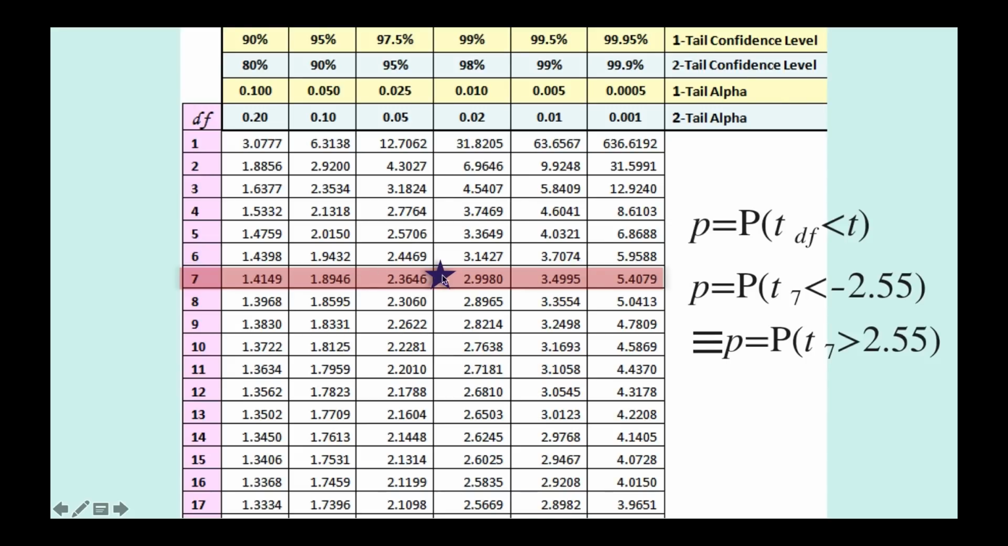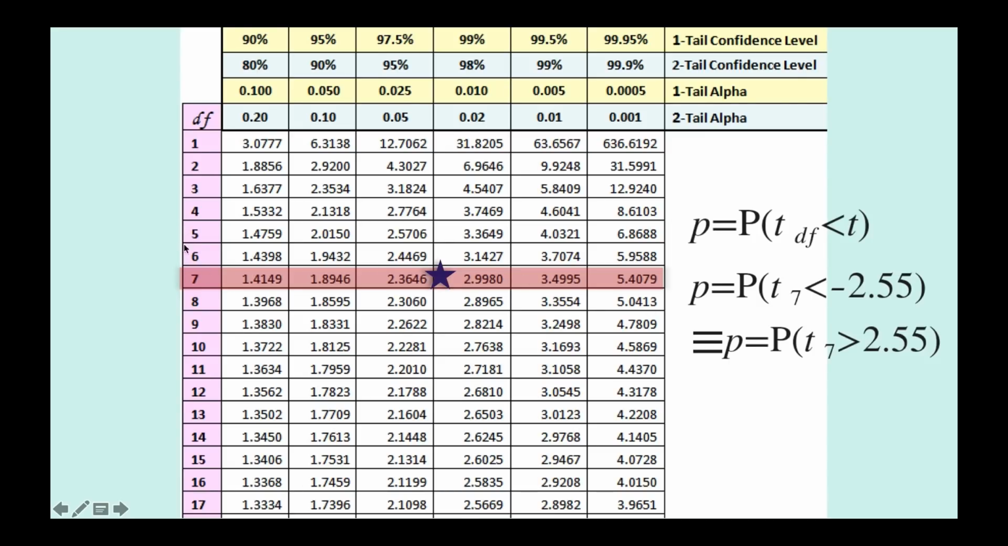So where does our value fall here? Well, our value was negative 2.55, but I wish I would have come up with a better example for you, but this is symmetric. So if you're looking for the probability of t based on degrees of freedom being less than your test statistic, you can also look at the probability of t being greater than a positive value. So I did put it down here. The probability of t being less than your test statistic is the same as the probability of t being greater than the positive value because it's symmetric.